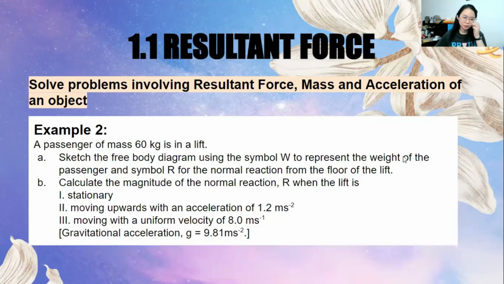So example 2. I have a passenger with a mass of 60 kg in a lift. Sketch the free body diagram using the symbol W to represent the weight of the passenger and the symbol R for the normal reaction from the floor of the lift. Next, calculate the magnitude of the normal reaction R when the lift is stationary, moving upwards with an acceleration of 1.2 meters per second squared, and moving with a uniform velocity of 8 meters per second, given that the gravitational acceleration g is 9.81 meters per second squared. Now, this is the question.